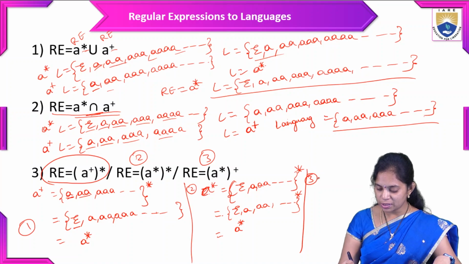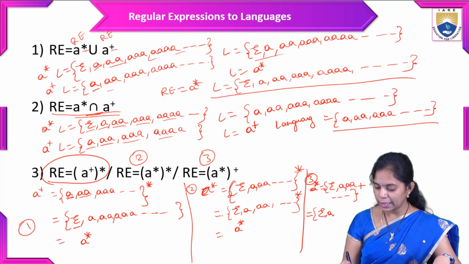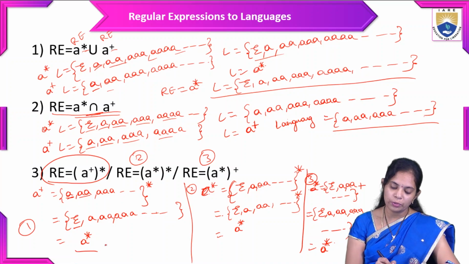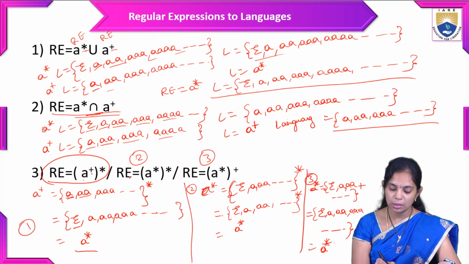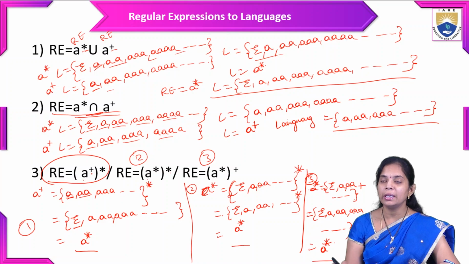So A star of plus, where A star is equal to epsilon, comma, A, comma, double A, and so on. So here, plus: epsilon of plus is also epsilon, A, triple A, and so on. So the result is A star only. So here the result is also A star. So for the regular expression A plus whole star, A star, and A star whole plus, all have the result as A star only.